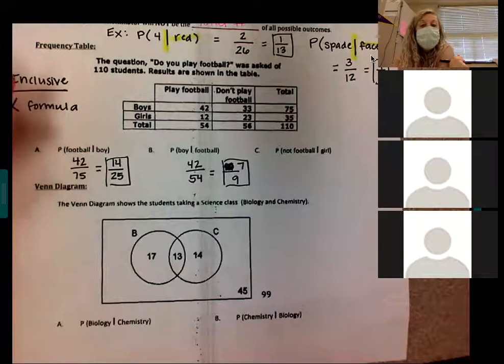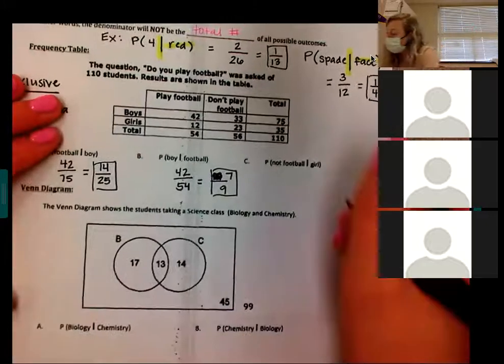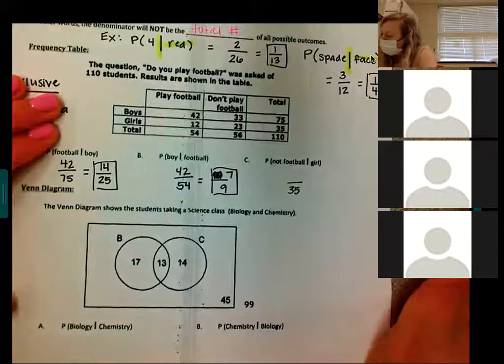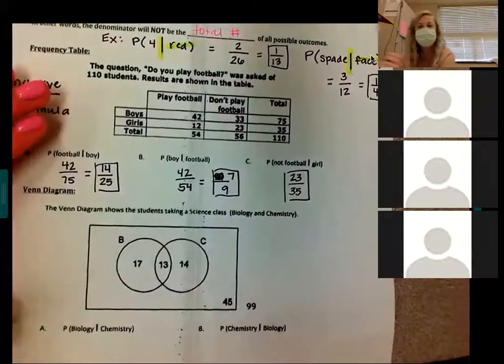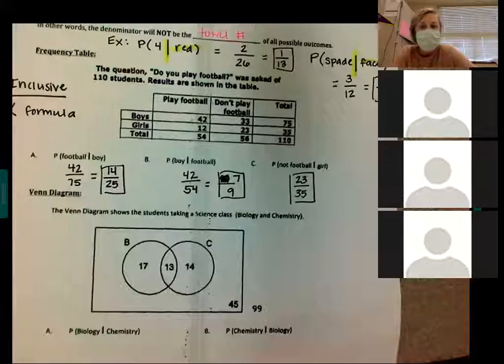C. Probability they do not play football given they are a what? Girls. So who are the only people I'm looking at? Girls. So do y'all agree this would be out of 35? And don't play football would be 23, and 23 is prime, so that does not reduce. Any questions on conditional probability from a table? Everybody's good. We're good with frequency tables.